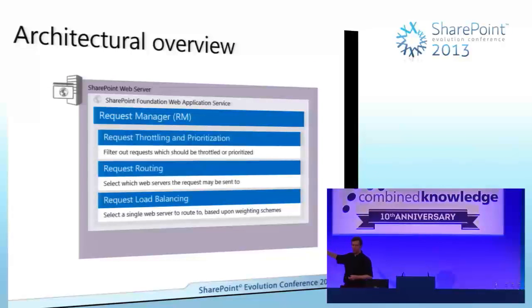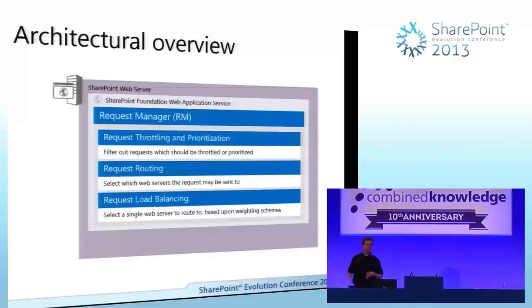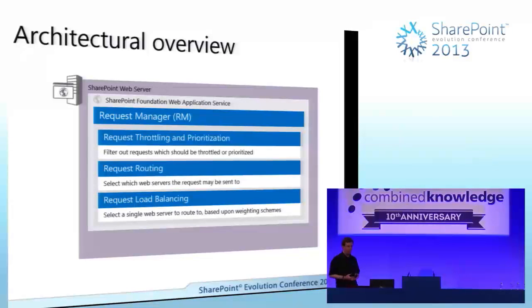At the top, we have throttling and prioritization. That effectively allows the system to filter out requests that we want to refuse, but also prioritize certain types of requests if so configured. Then we have a routing layer, which is all about selecting the group of web servers, one of which may respond to the incoming request, and then finally the load balancer, which will dictate which individual server will respond to the request based on how we've configured the system. So it is fairly straightforward.